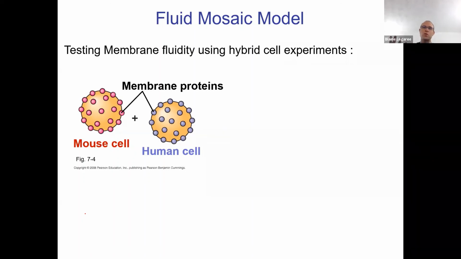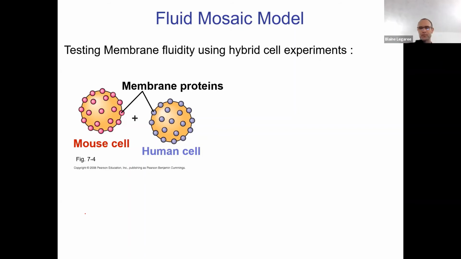And they stained them with fluorescent dyes. So the mouse cell was stained one color. The human cell was stained another color. It actually wasn't pink and purple like they're showing in this diagram. It was actually green and red. I think they're getting away from green and red in textbooks because of people that are colorblind. But anyway, it doesn't really matter.